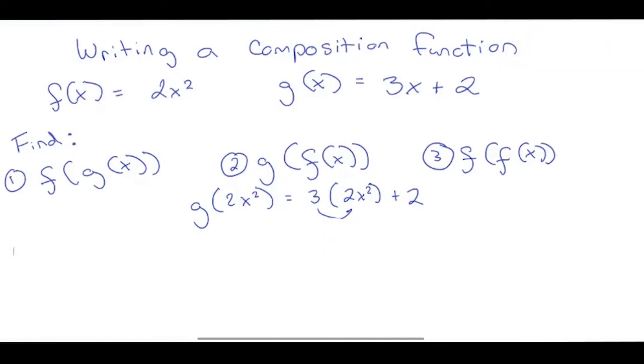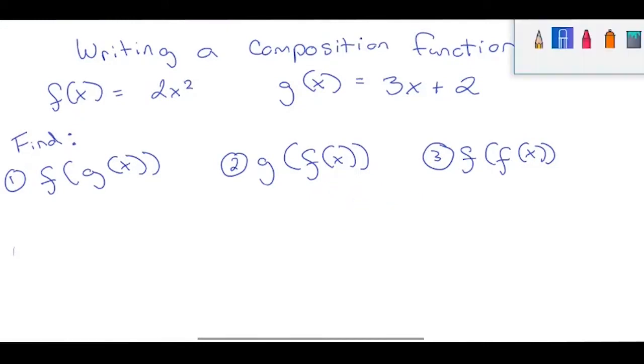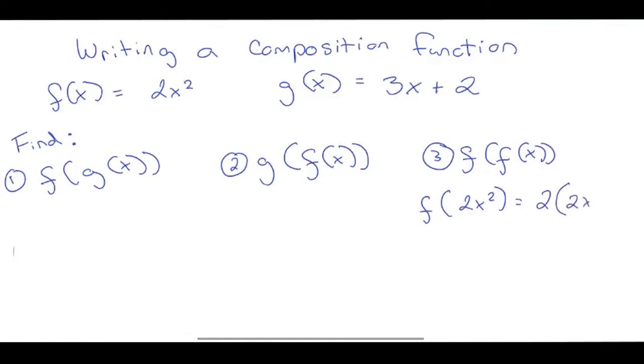Now, I'm going to show you what we do when you have f of f of x. All right, so number 3 is f of f of x. So that's going to be, so f of 2x squared is equal to 2 times 2x squared squared. Because all I did was I replaced the x, right? I've replaced the x that was here with this 2x squared, if you see that. Okay?